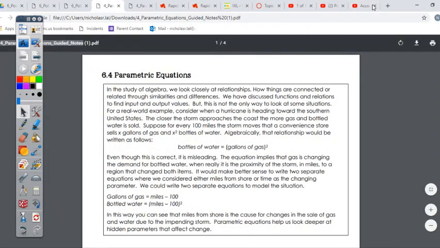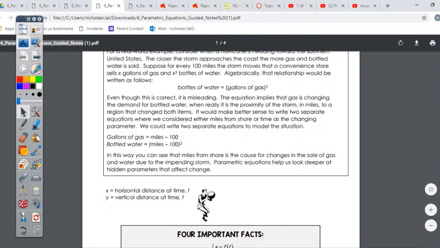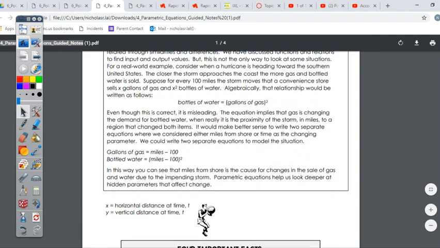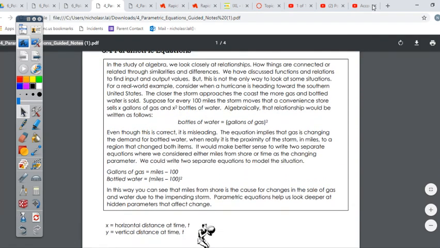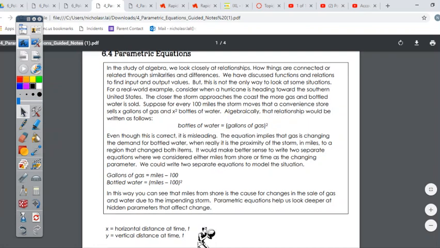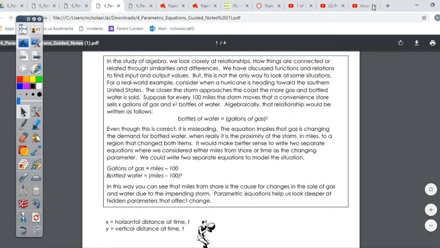Hello pre-calc students. Today we are doing parametric equations guide notes. So I'll read our introduction. In the study of algebra, we look closely at relationships, how things are connected or related through similarities and differences.